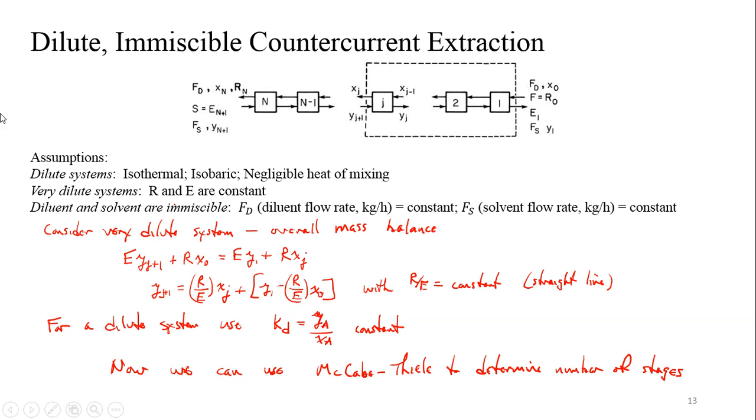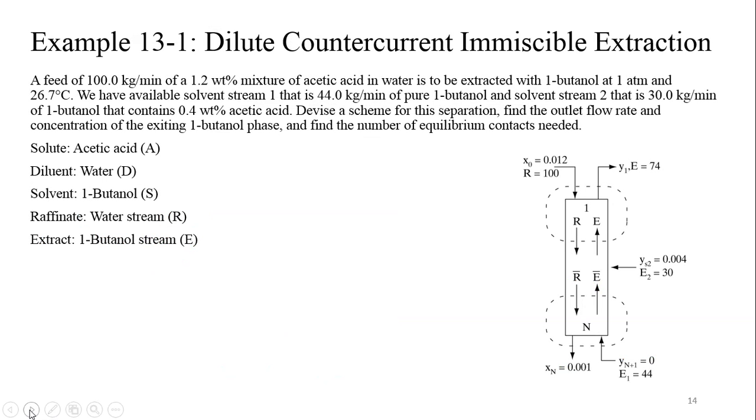Why don't we go ahead and actually try this on a problem then? We'll take a look at this example, and then I'm going to have some comments beyond this example about the separation that's occurring in this problem. So here's the situation. We have a feed that contains a 1 weight % mixture of acetic acid and water, and we're going to extract that with 1-butanol at a pressure of 1 atmosphere and a temperature of 26.7 degrees C.